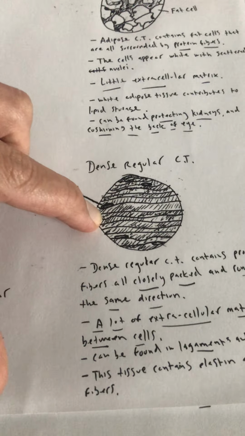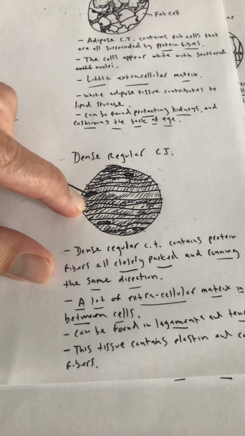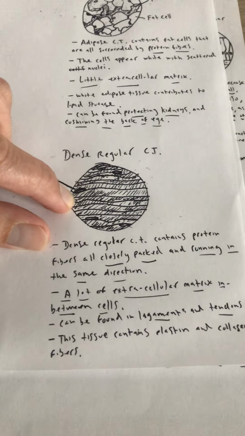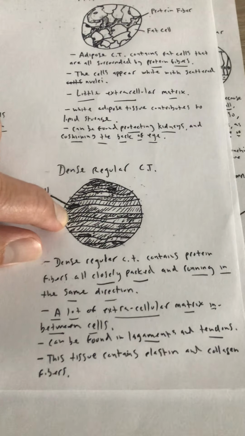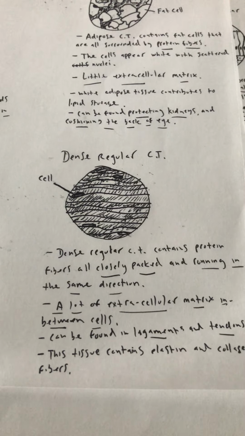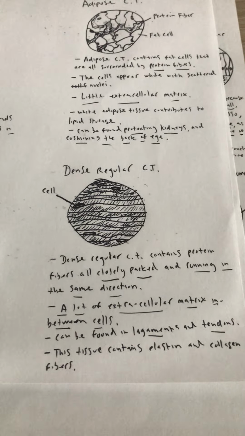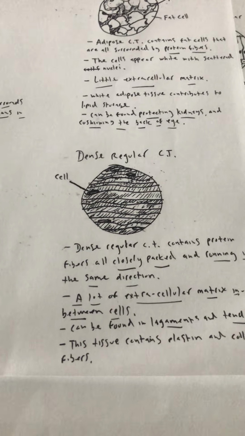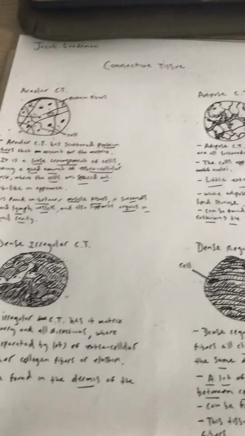So again, with this one, there's still a lot of extracellular matrix between the cells, and this kind of connective tissue can be found in ligaments and tendons. All right, so that's going to be it for the connective tissue.